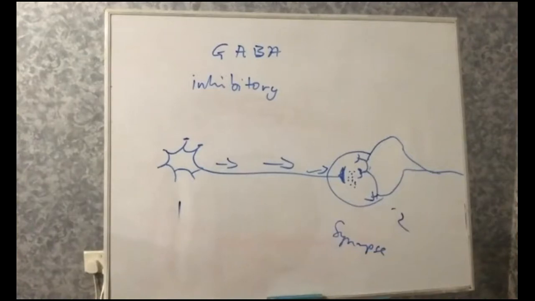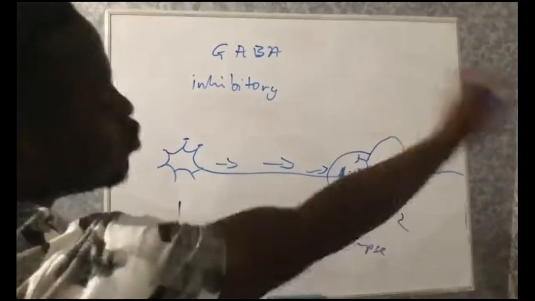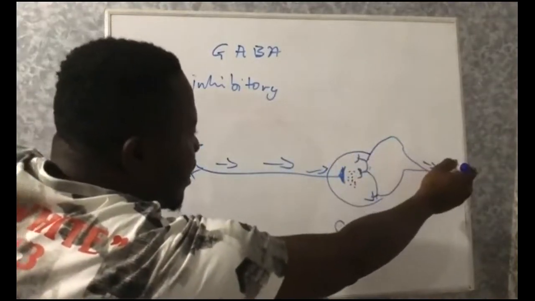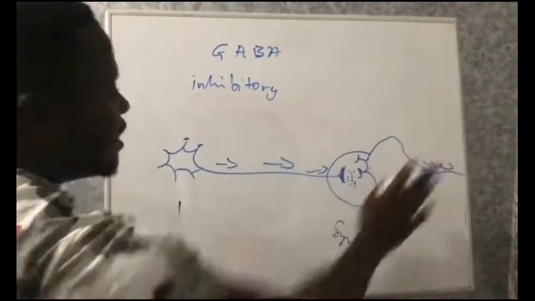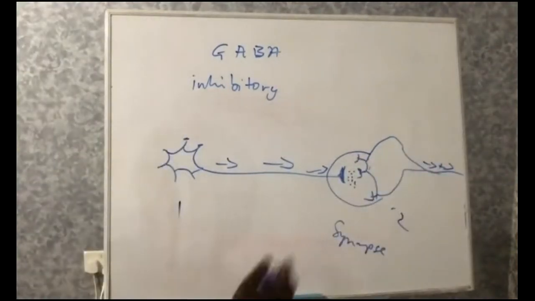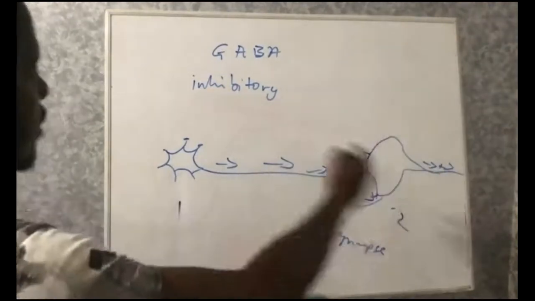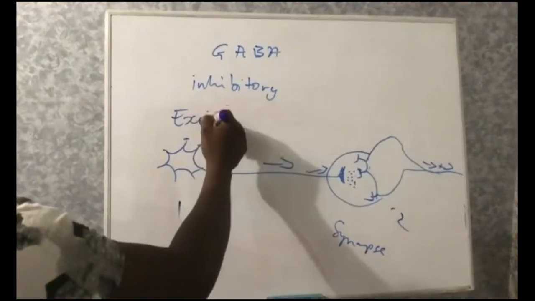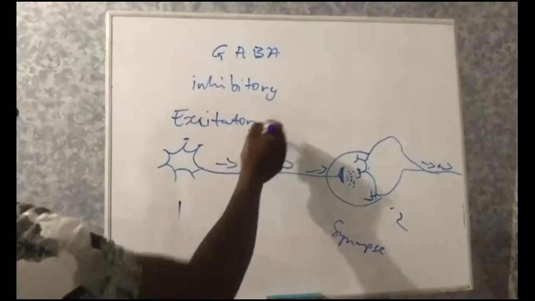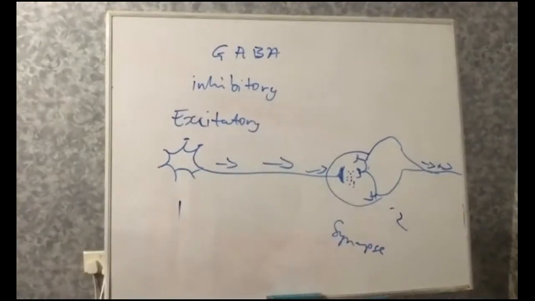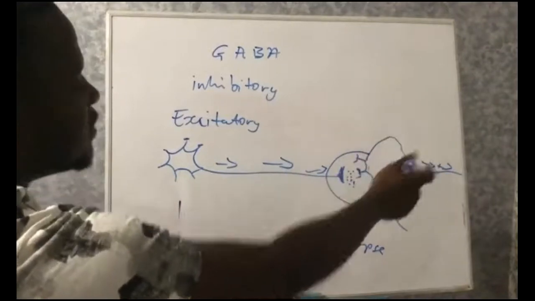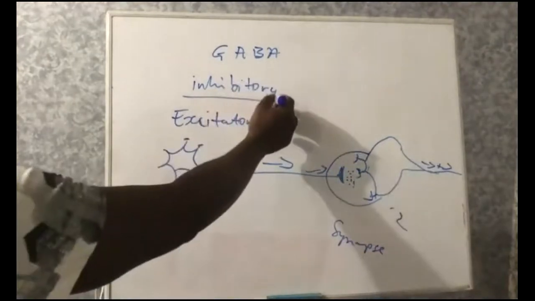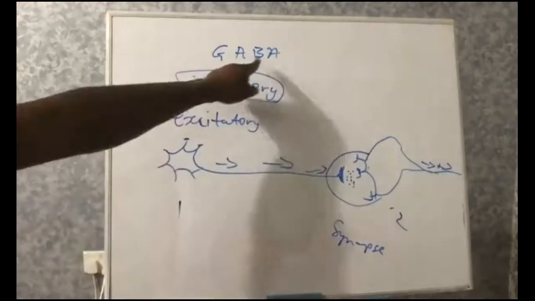Some of the neurotransmitters will allow the information to go on. Some of the neurotransmitters, where there is information going on, will stop that information from going on again. So the ones that allow the information to go on are called excitatory neurotransmitters. And the ones that will stop or inhibit the further transmission of information are called inhibitory. Now, we are basically talking about the inhibitory one, and an example is GABA.